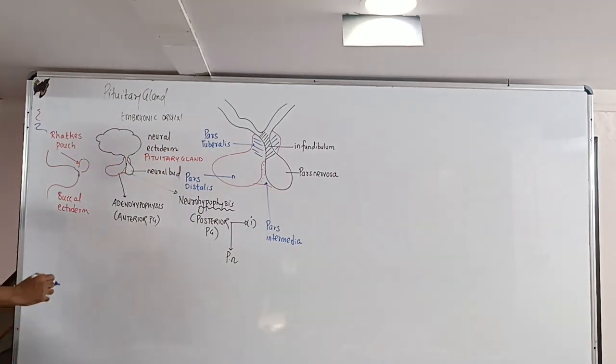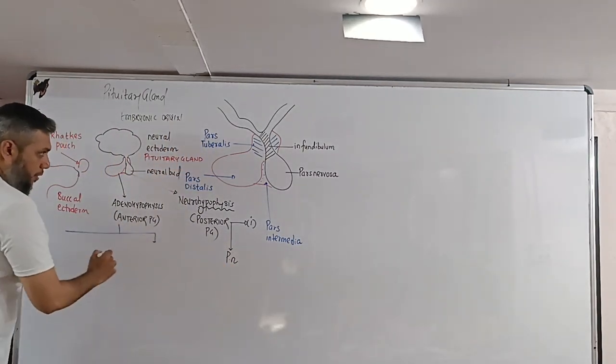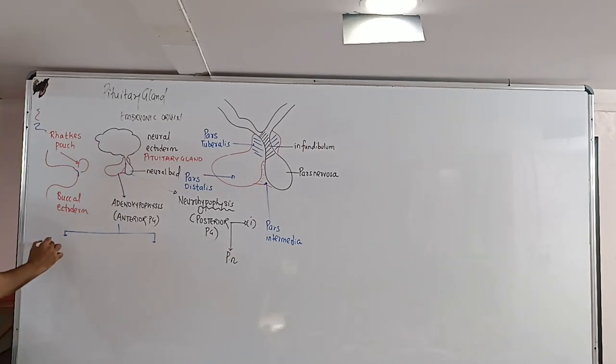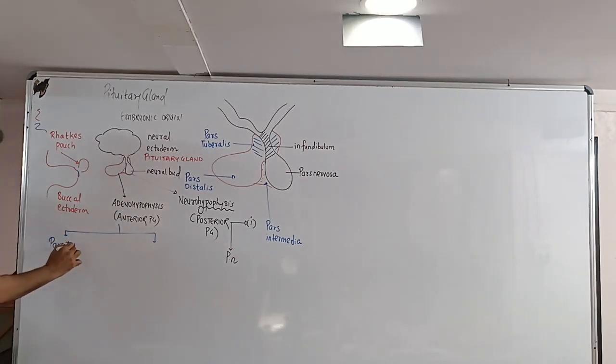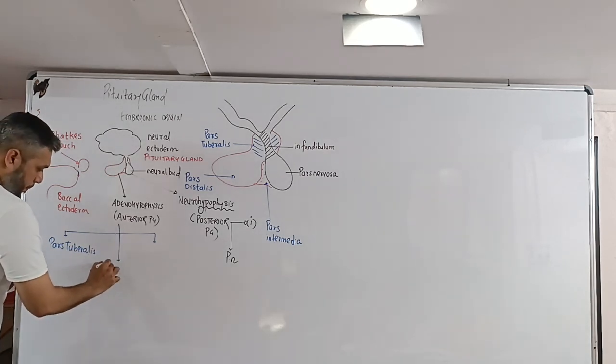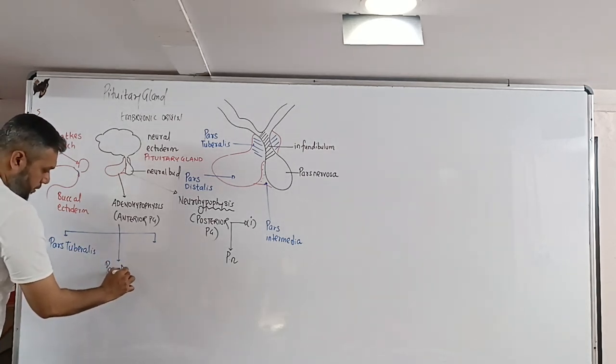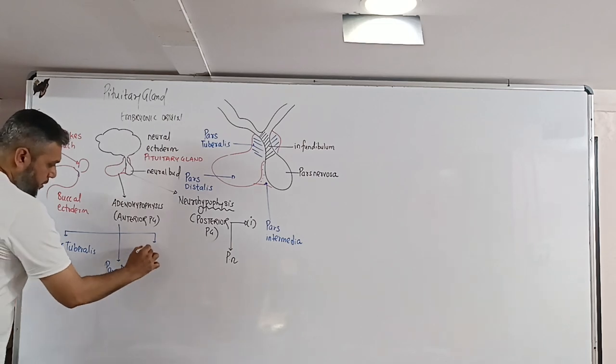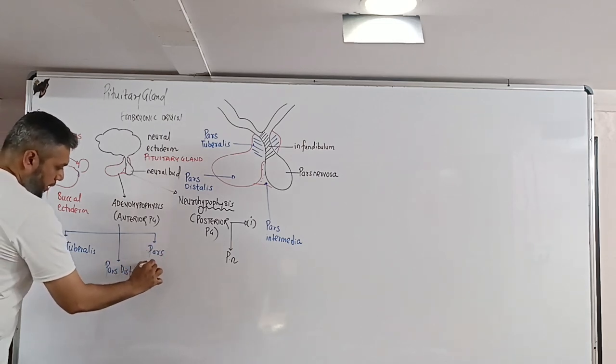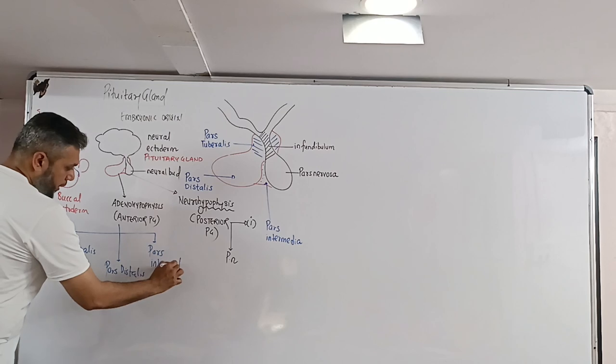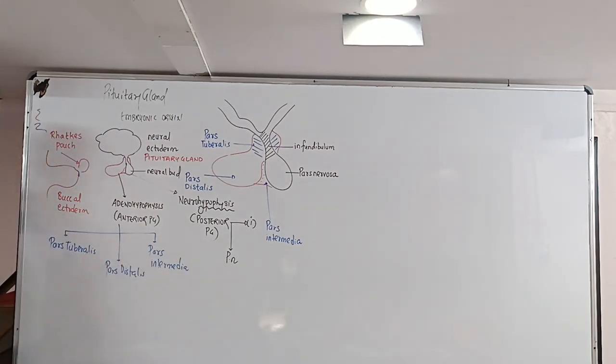So the three parts of adenohypophysis turn out to be pars tuberalis, then pars distalis, and the pars intermedia.